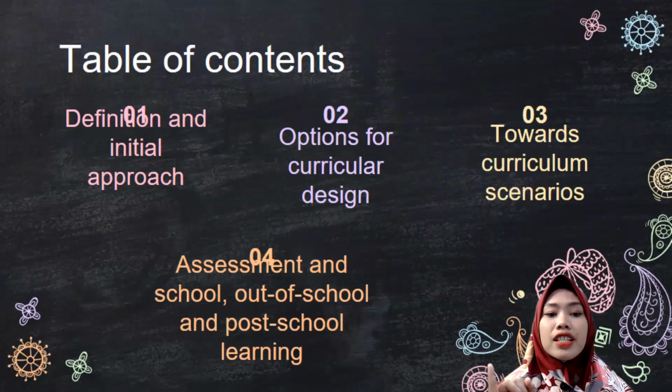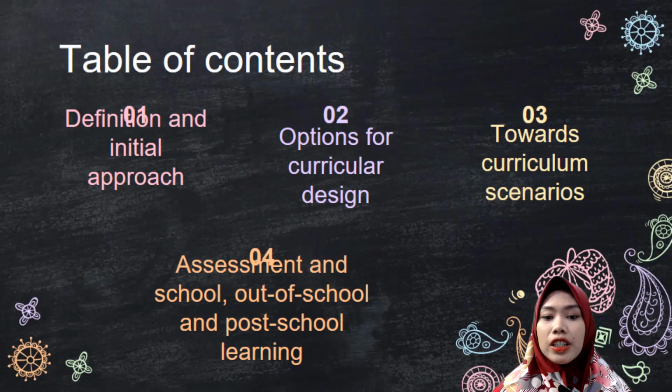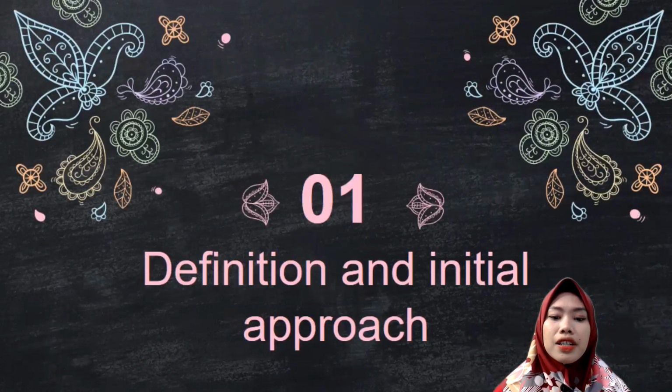The first is definition and initial approach. The second is options for curricular design. The third is curriculum scenarios. The fourth is assessment and school, out of school, and post-school learning. Let's talk about definition and initial approach.